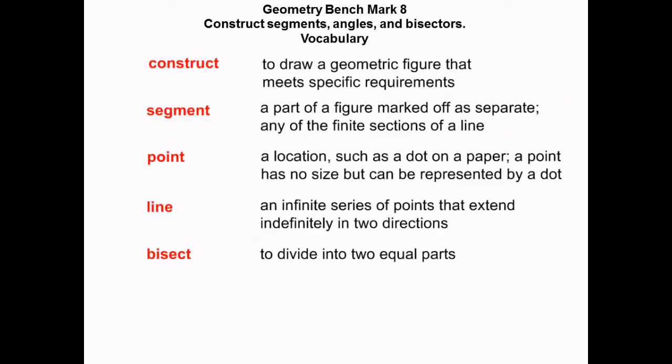Alright, so these are our definitions for this unit. We have construct, which is to draw a geometric figure that meets specific requirements. A segment is a part of a figure marked off as separate, or a finite part of a line. Point we had defined before, a location such as a dot on a paper. It has no size, but it can be represented by a dot. A line is infinite, and bisect is to cut in half. The only one of these that's new is construct. But if you want to write them down, you can.